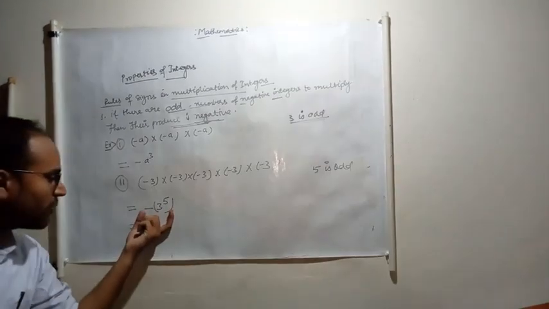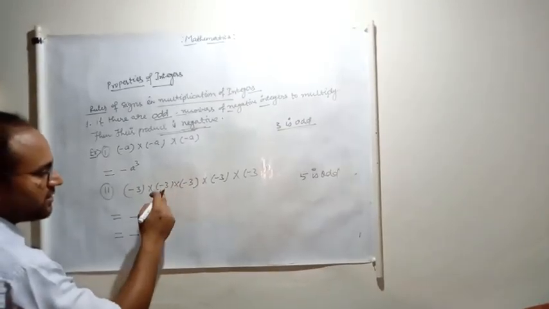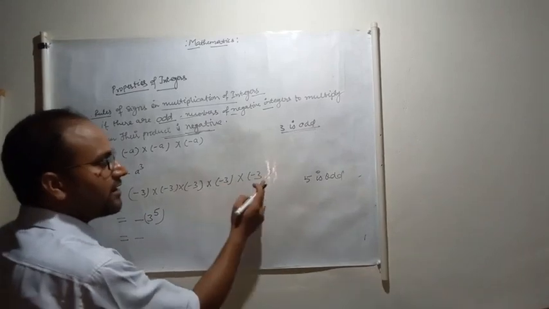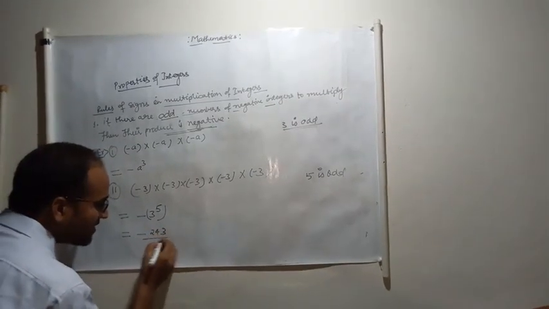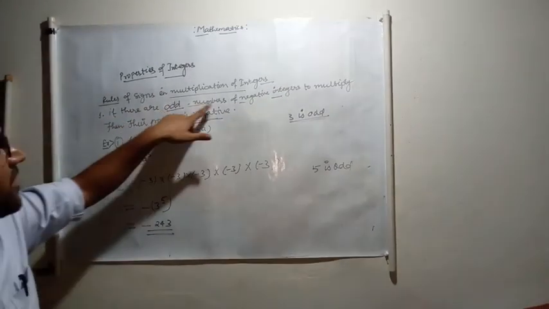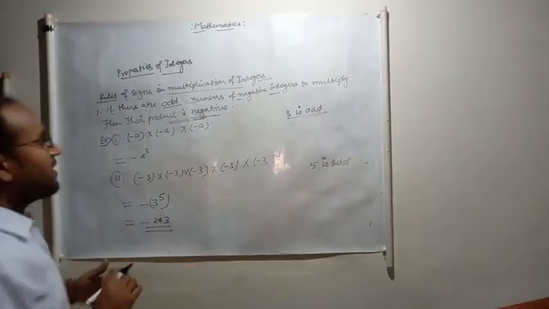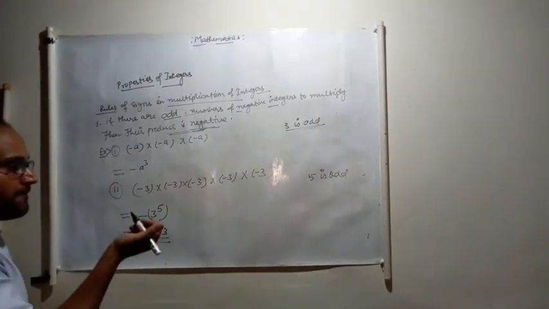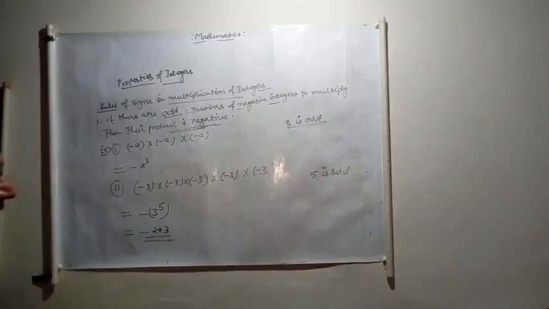The product you will get is negative: 3 into 3, 9, 9 into 3, 27, 27 into 3, 81, and 81 into 3, 243. That is negative. So if an odd number of negative integers are multiplied, then their product is negative, and if you multiply an even number of times, then their product is positive. So these are the rules of signs of multiplication.